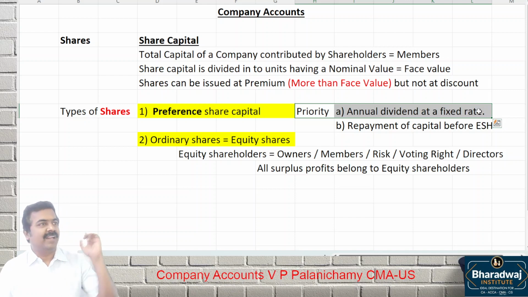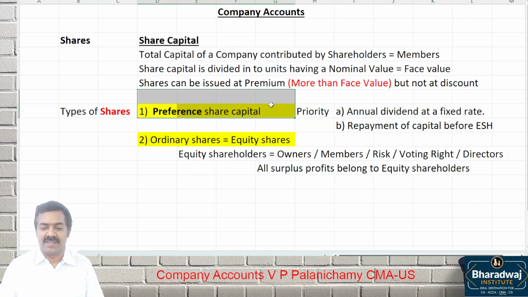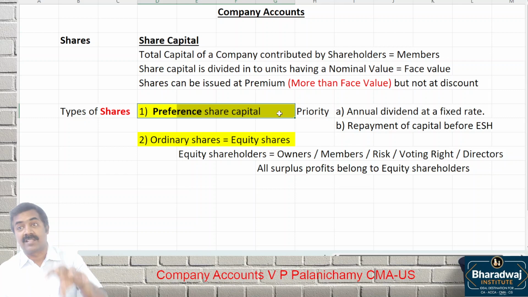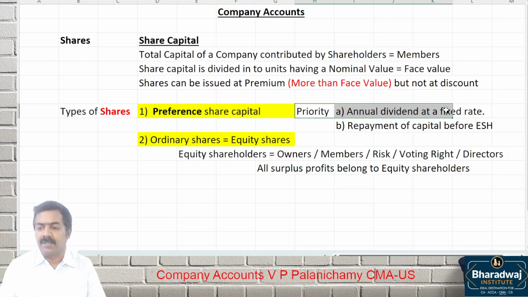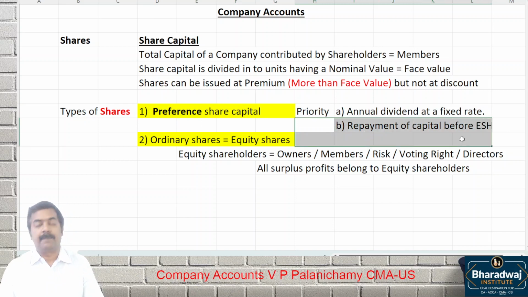We will take our money, or we have to repay an uncle's, aunt's, or friends' and relatives' money. They are called preference shareholders. Preference shareholders trust equity shareholders and give money for running the business. So first pay them the dividend. Pay the capital before the equity shareholders are paid.